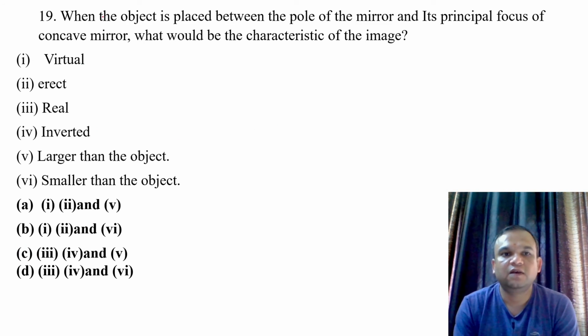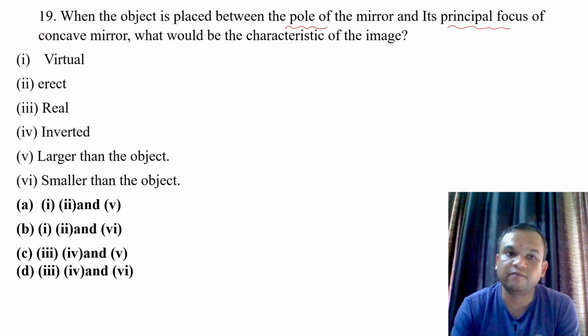Next question says, when the object is placed between the pole of the mirror and its principal focus of a concave mirror, what would be the characteristic of the image? When the object is placed between the pole of the mirror and the principal focus of a concave mirror, then the image will be virtual and it will be erect. And it will be also larger than the size of the object. That is why first, second and fifth statement is the correct one, and option A is the correct answer for this question.